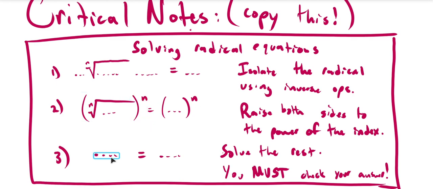Once you do that, the radical will disappear, and you use the inverse operations we're familiar with to solve the rest of it. Now, you must check your answer when you are done. That's how you would solve these equations.